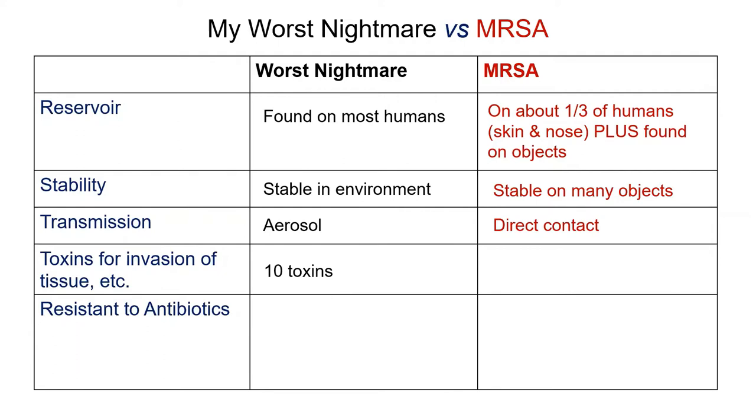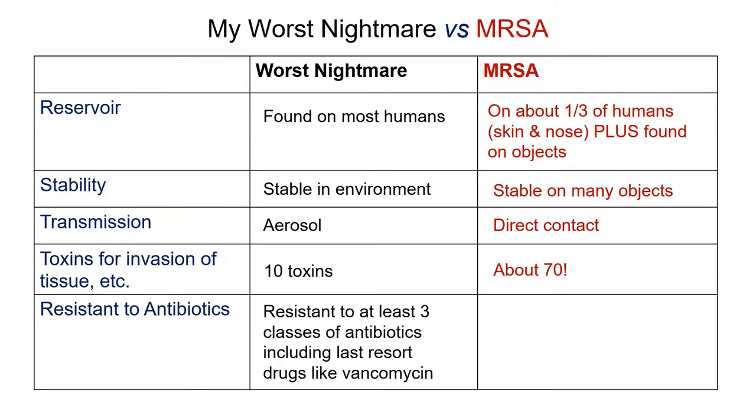And I was thinking, 10 toxins would be enough. Well, apparently MRSA does not have 10. It has something like 70, which is like, okay, again, my imagination apparently cannot think of a really nasty superbug. Resistant to antibiotics. MRSA is resistant to most penicillins, often tetracyclines, sometimes other classes of antibiotics. It kind of just depends on the strain. So there are different classes. You can't try the penicillins. Okay, let's try erythromycin. Okay, suddenly erythromycin doesn't work. What about tetracycline?